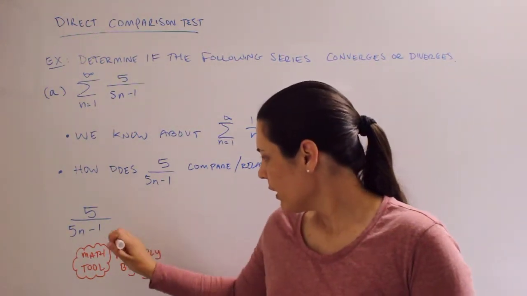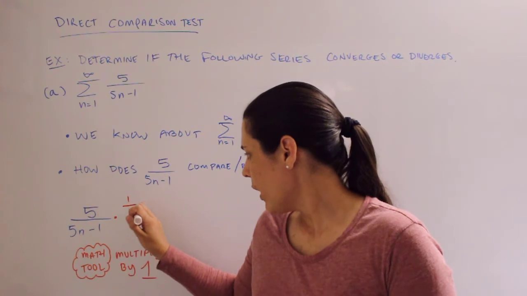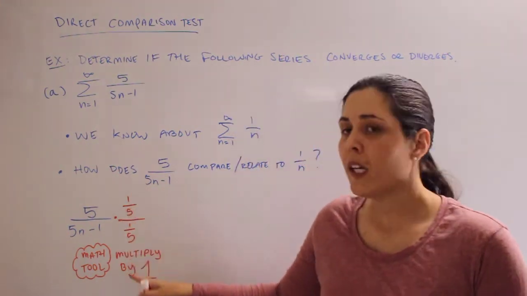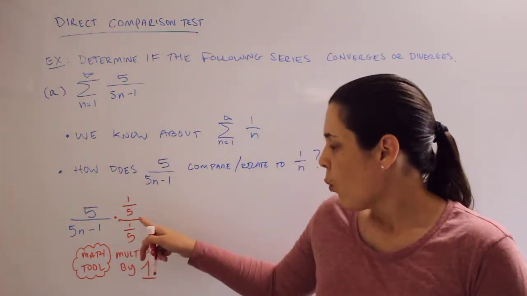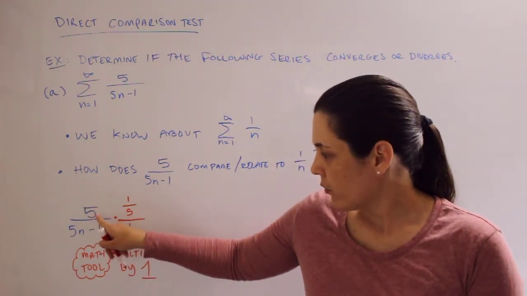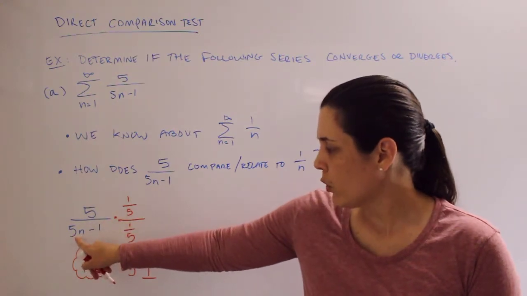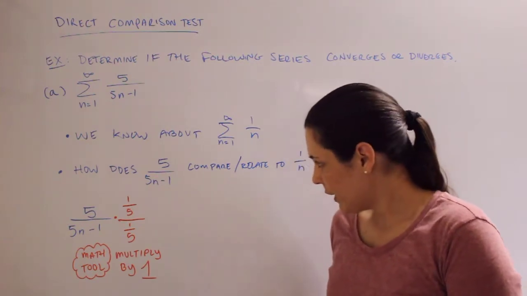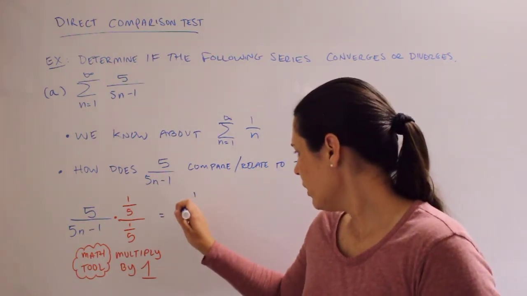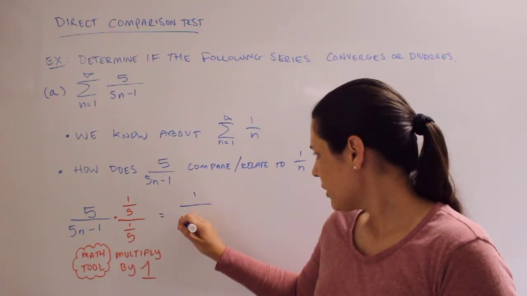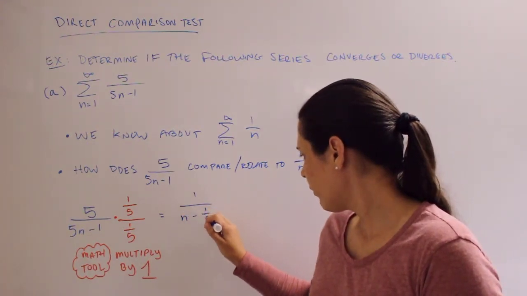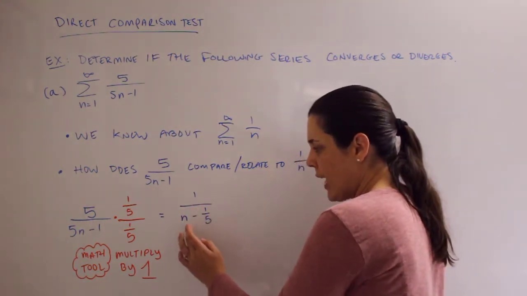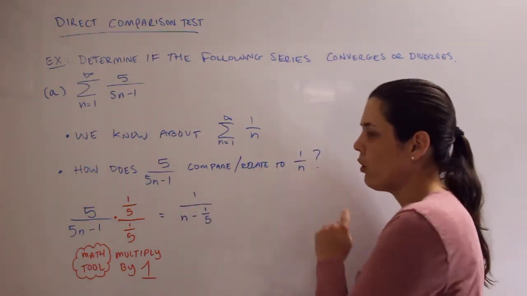So the number 1 that I'm going to pick is 1/5 over 1/5. Remember, that's 1. I'm dividing the same number by itself. Why I pick that is because it's going to get this 5 on top to turn into a 1, and this coefficient on n also is going to turn into 1. And so if we just multiply this out, on top we're going to get 1. On bottom, the first term is going to be just n, and then minus 1/5. So then, what do I know about this 1 over n minus 1/5 and 1 over n?